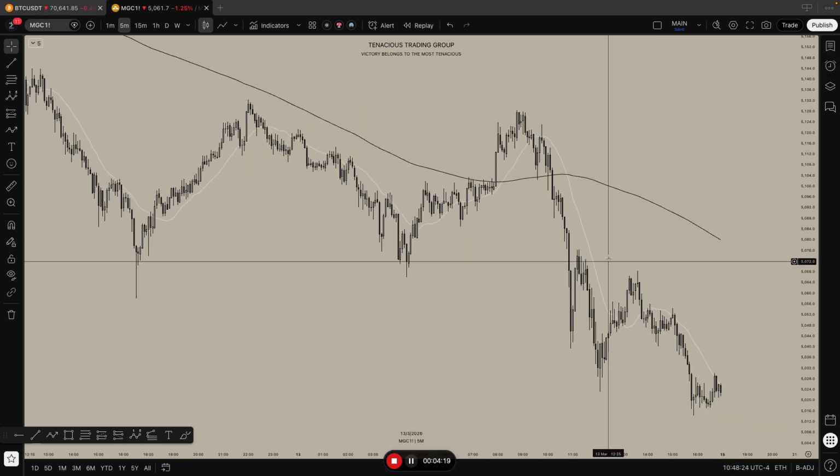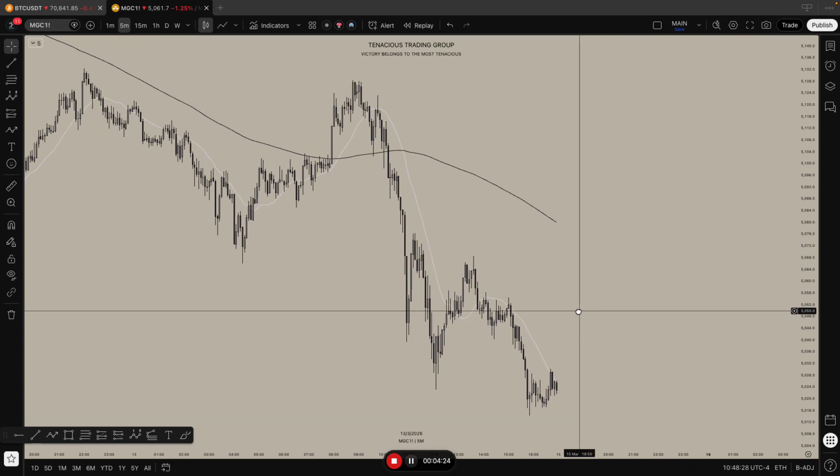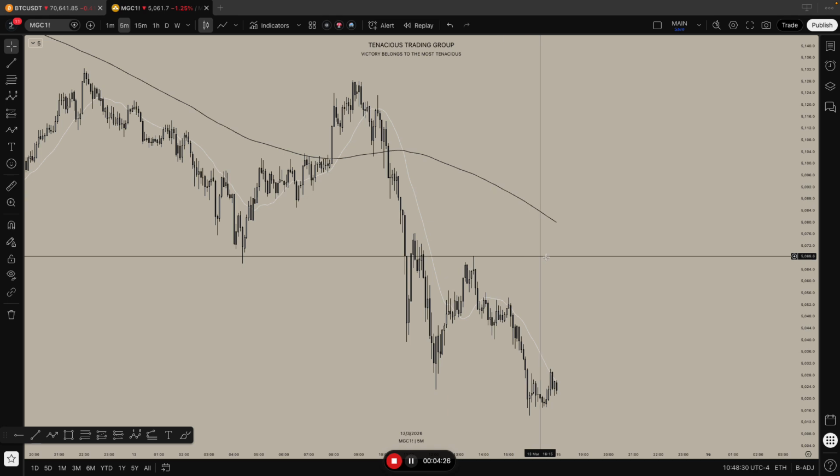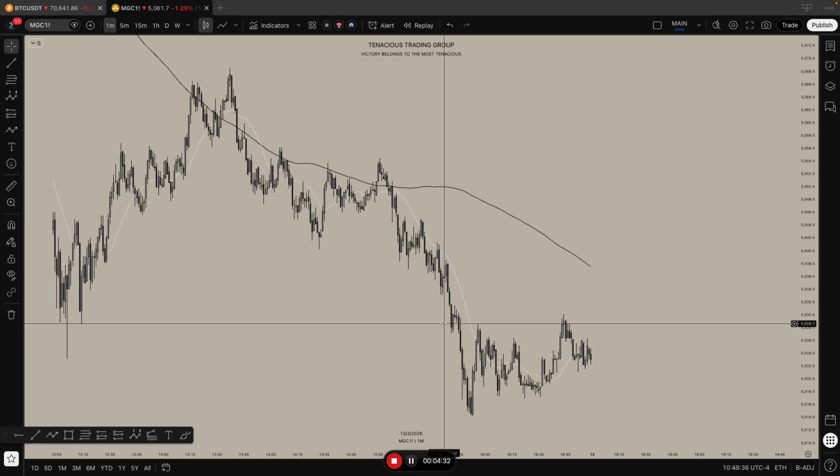So what should I do in this situation now? I should be looking for shorts. There's no need for me to try and entertain longs. Why? Because the SMA is telling me, based on my 5 minute time frame, or even a 1 minute, that price is bearish.